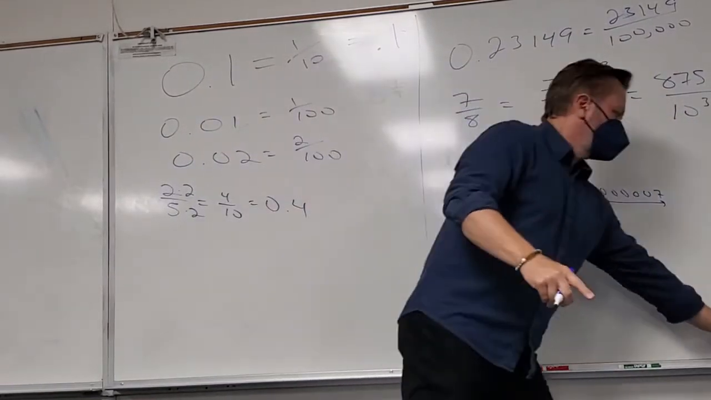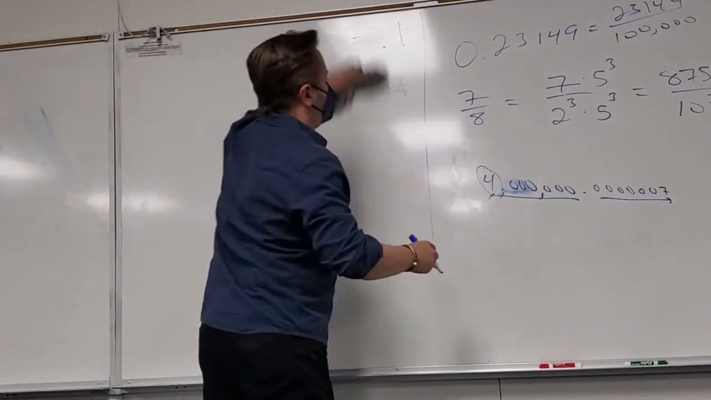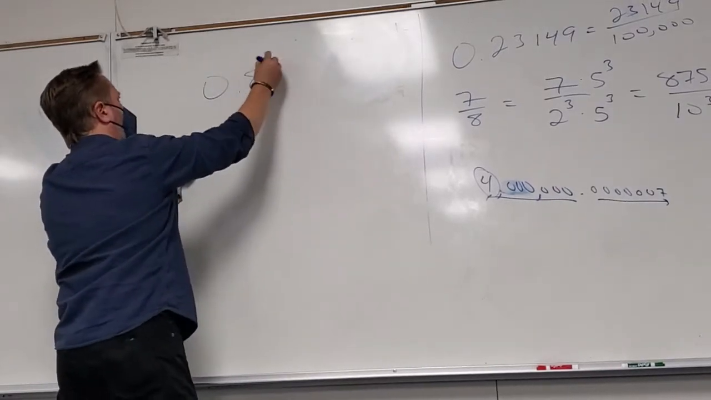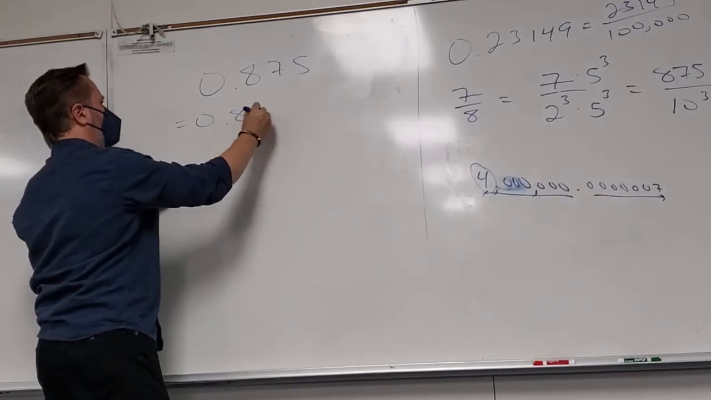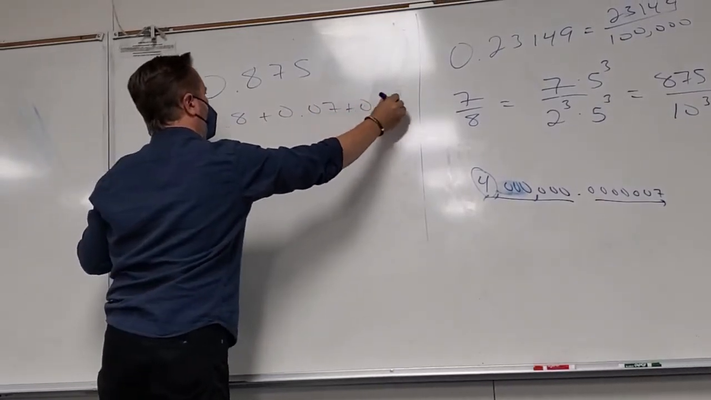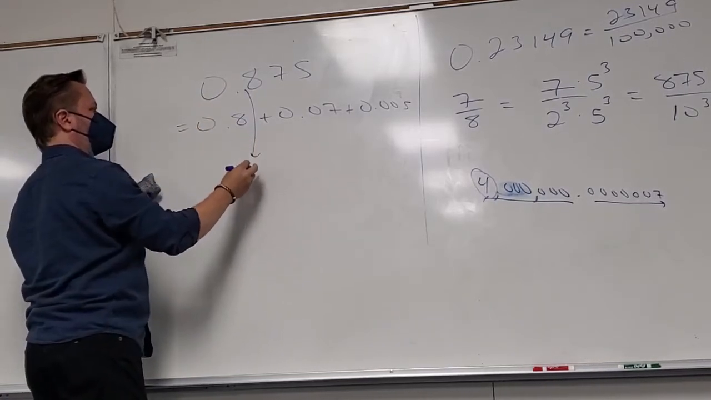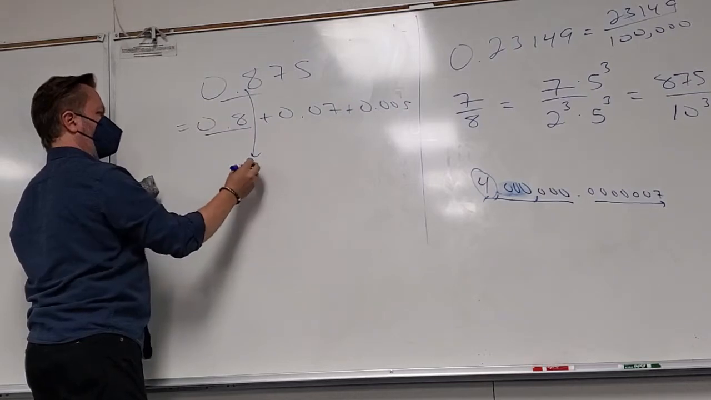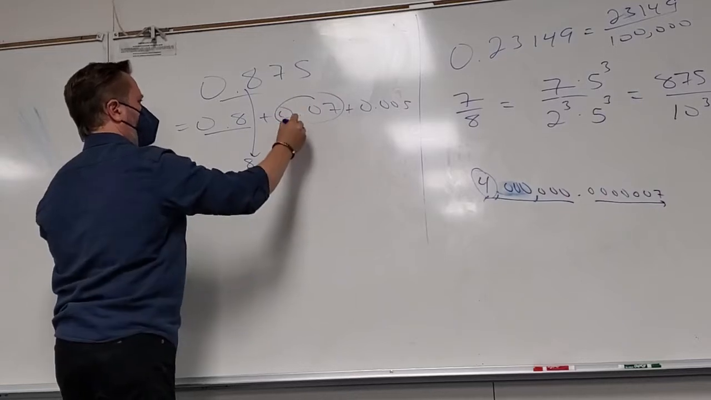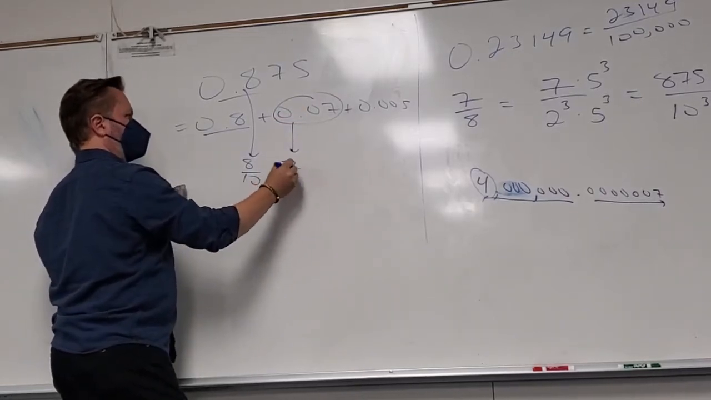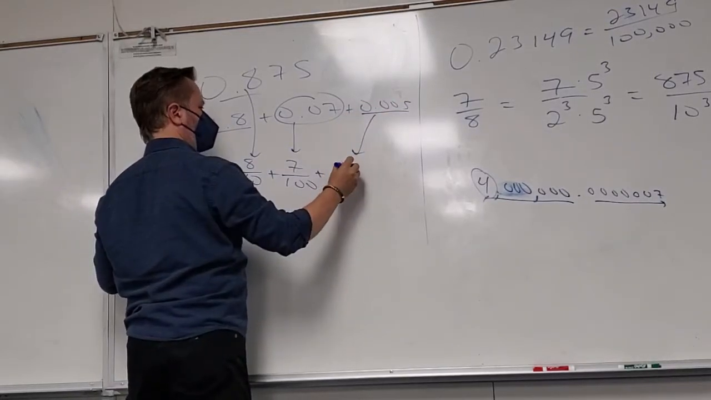Now, real quick, I want to show you something kind of nifty. Let's see what you guys think. All right, let's look at that 0.875. This is getting ahead of us a little bit. Would you agree with me that this is this? Yes. What is 0.8 as a fraction? 8 over 10. And what is 0.07 as a fraction? 7 over 100. And what is 0.005 as a fraction?